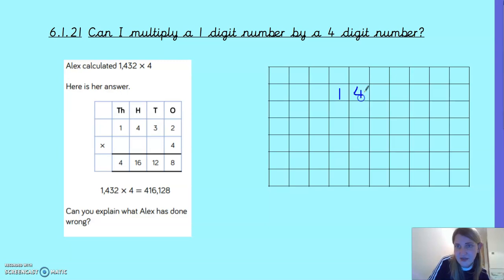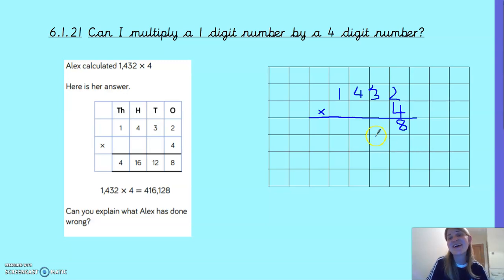1,432, oh gosh, 1,432 times 4. Well, if we look at the first column, so we'll go with our usual method. Sorry, my lines are going to be a bit wonky. I do apologise. Right, 4 times 2, that's going to equal 8, same as Alex. Then we've got 4 times 3. Now, we know the answer to that would be 12. Do I just put 12 in that column? No, I can't do that, can I? What do I need to do? And therefore, what has Alex done wrong?